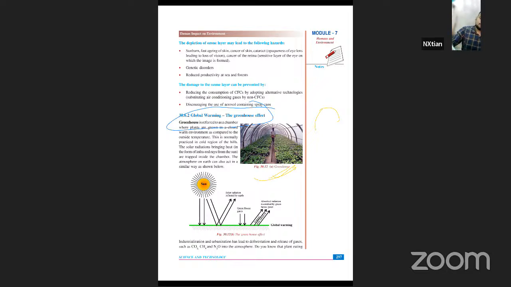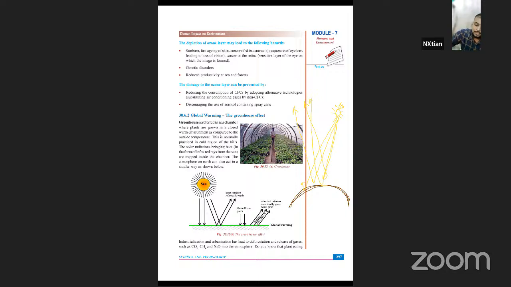But now, because of excessive carbon dioxide and other gases, this greenhouse effect happens in our atmosphere also. For example, if this is our lovely Earth, normally sun rays will come, and when the sun rays come, most of them bounce back into space, while some remain in the atmosphere.